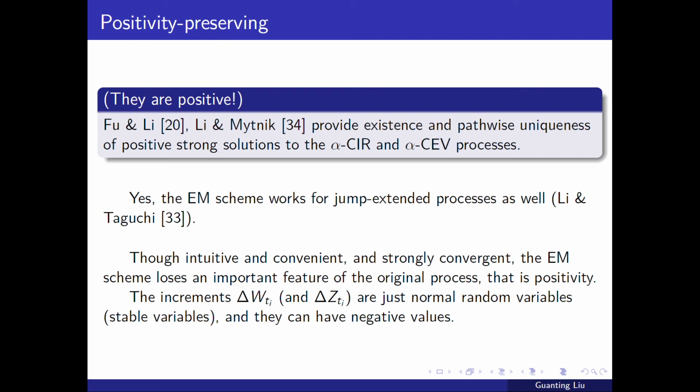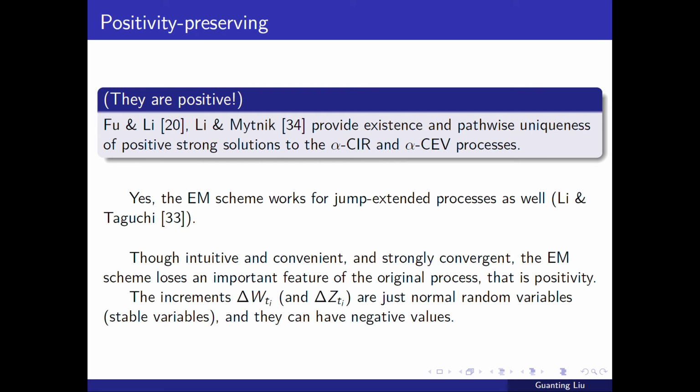It does work for alpha stable extended CIR and CEV, and it's proven in this paper. And it is still a very intuitive and convenient, strongly convergent approximation, but it loses an important feature of the original stochastic processes, that is, positivity.